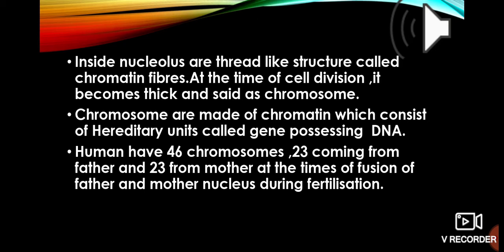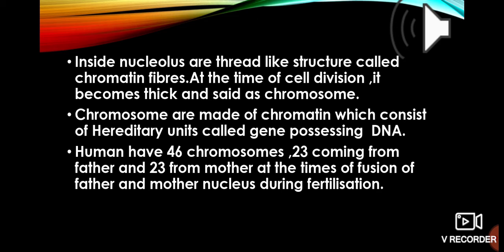Now they remain as thread-like structures until the cell divides. During the resting stage of the cell, that means when the cell is not dividing, it appears thread-like, very thin, and can be called chromatin fibers. But when the cells start dividing, what happens? These thread-like fibers start becoming thick, and when they become thick, at that time they are known as chromosomes.